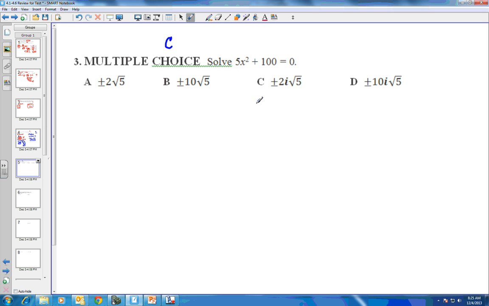Here's what I would do. I would subtract 100 first. So now I have 5x squared equals negative 100. Divide by 5. x squared equals negative 20. And then how would I solve this? Take the square root of both sides.